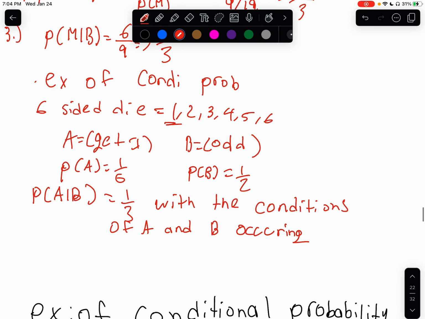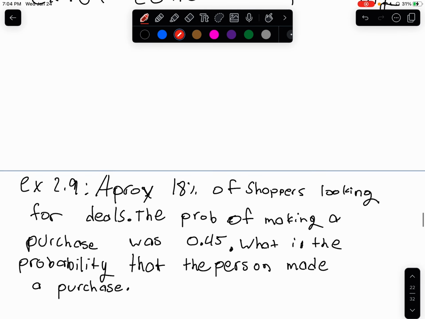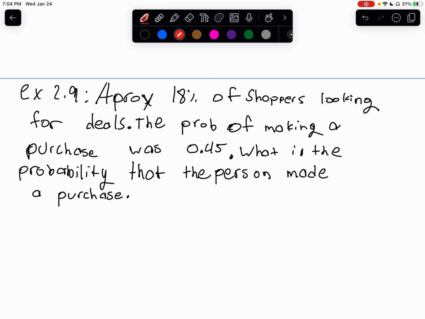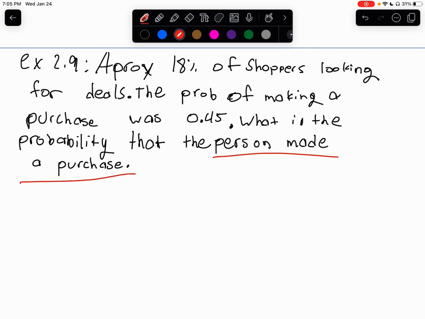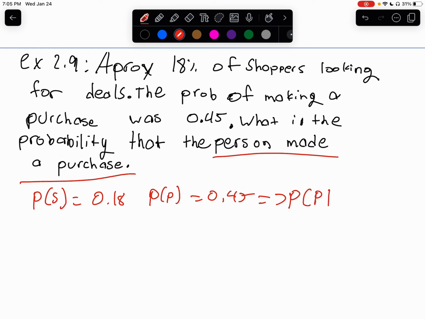I actually just wrote this down here, so I'm going to put it right here. Next point, approximately 18% of shoppers look for deals. The probability of making a purchase is 45%. What is the probability that the person made a purchase? So we're trying to find the probability that the person made a purchase here. The probability of shoppers looking for a deal, the probability of S, we're going to denote as 0.18. And the probability of purchasing equals 0.45. To denote this, we could denote the probability of buying it, but also being a shopper at that local store, as 0.45.